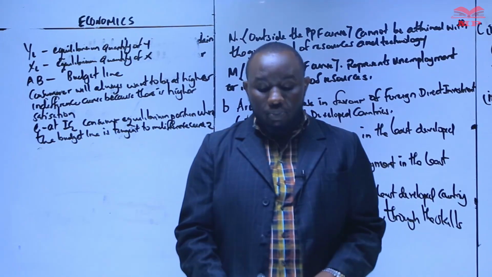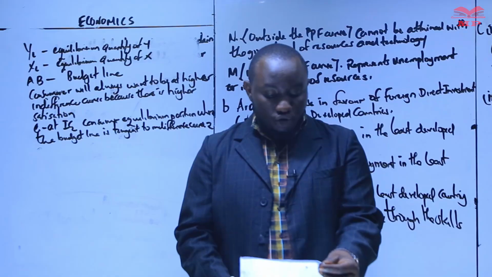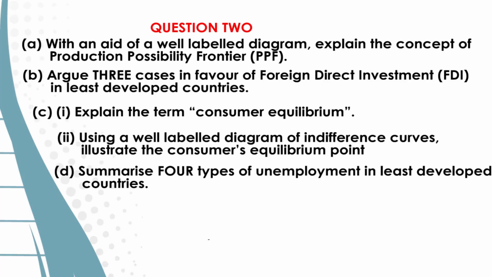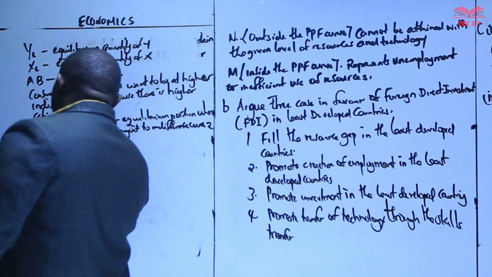We pick it up on question 2, that is Roman D: summarize 4 types of unemployment in least developed countries.